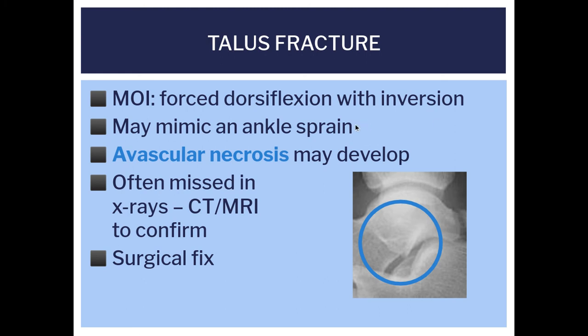Sometimes it can mimic an ankle sprain just because the mechanism is very similar to an ankle sprain, but the pain is probably going to be way more severe. If I think that somebody has a really bad ankle sprain, I typically will just refer them to get an x-ray just to be safe, because I'd rather err on the side of caution. And then if it comes back negative, then we can just address it from there. And then two, this fracture sometimes can develop avascular necrosis.